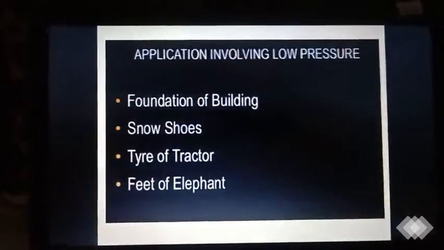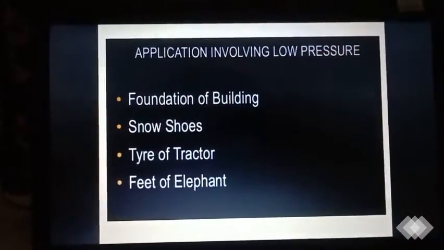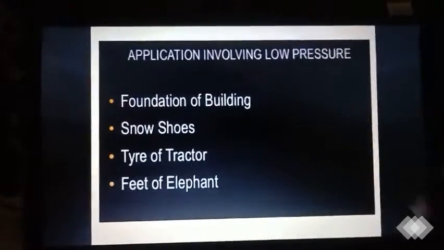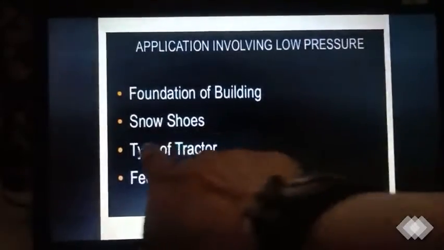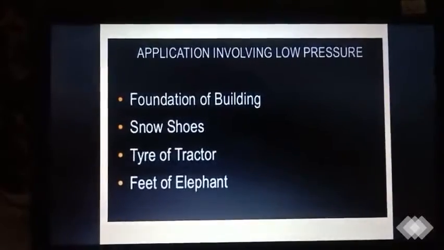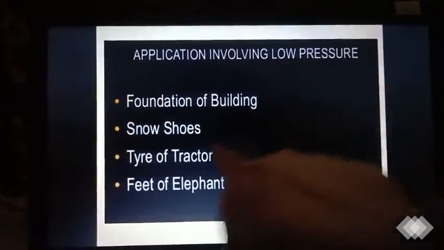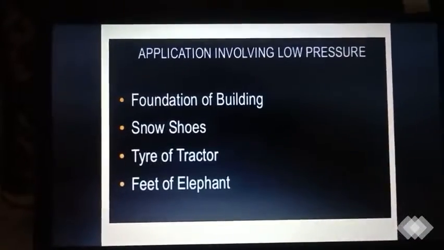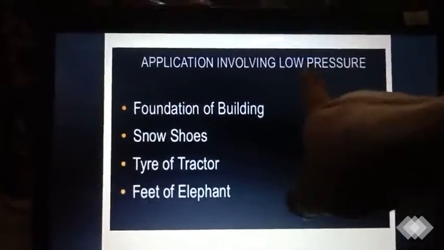So the next one is applications involving low pressure. So this is like the foundation of the building. What will happen? The area is more, the pressure is less. And if you look at a snowshoe, the area is more and the pressure is less. The tire of the tractor, you know very well, is very big. So area is more, again the pressure is less.